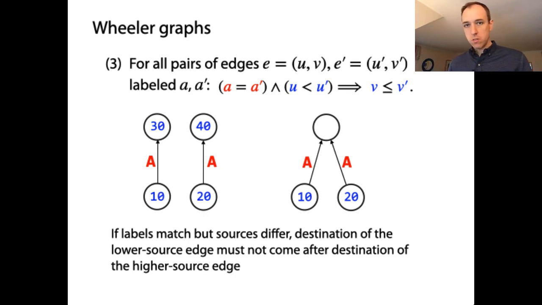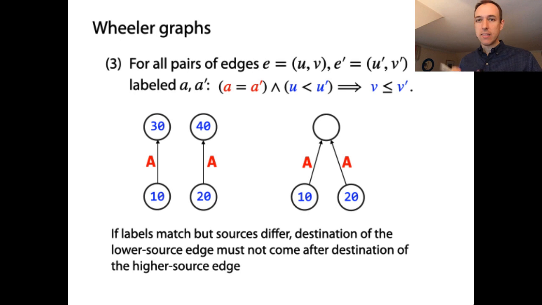but different sources. And so one source comes before the other, and that implies that the destination of the one on the left can't come after the destination of the one on the right. It has to be less than or equal to. And that's what's crucial in this situation because they have the same destination.